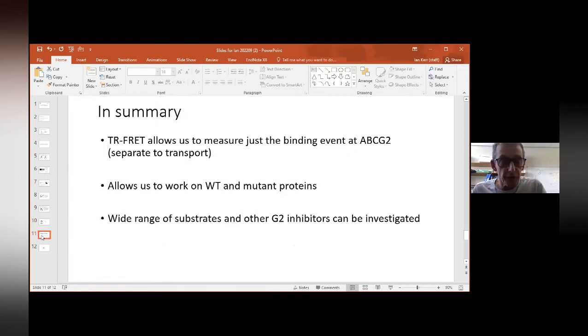And so I'm happy to wrap up there and say that this TR-FRET assay looks as though it allows us to measure binding as opposed to transport at ABCG2, and allows us to work with both wild type and mutant proteins and start to look at a wider range of substrates and other ABCG2 inhibitors. I think I've kept pretty much to time there, and I'm happy to answer a couple of questions if there are any.